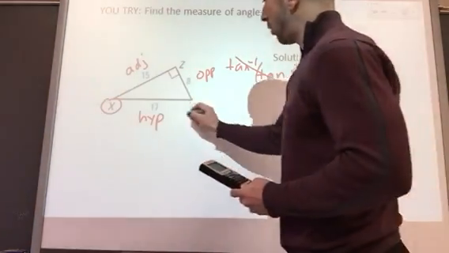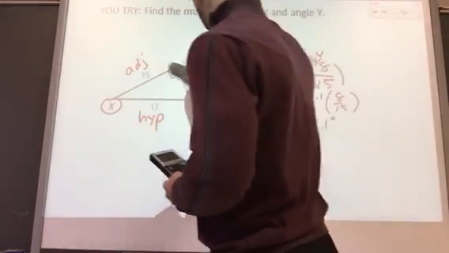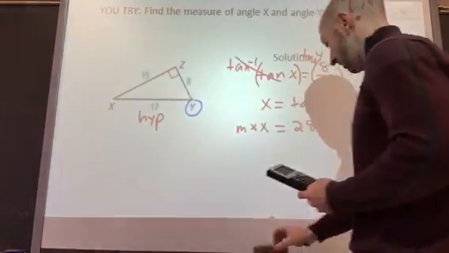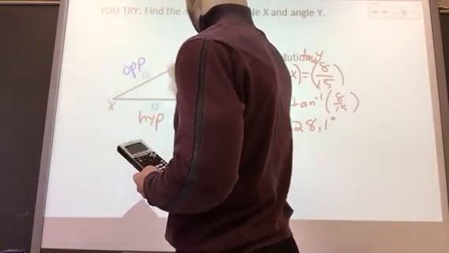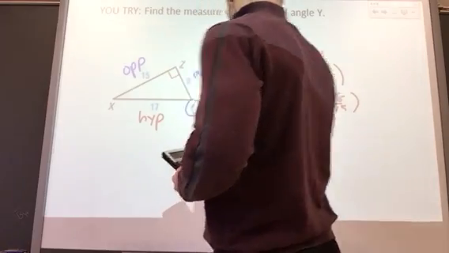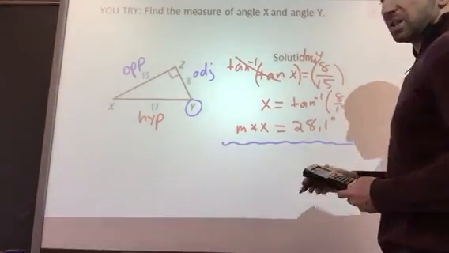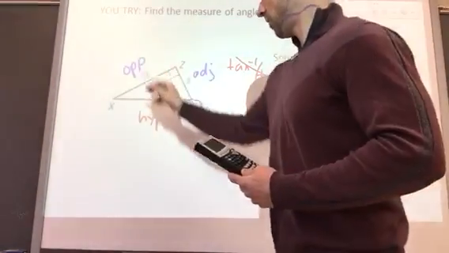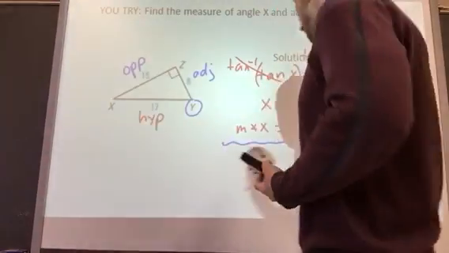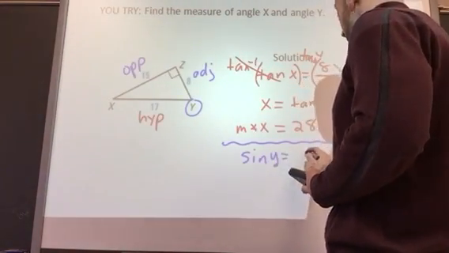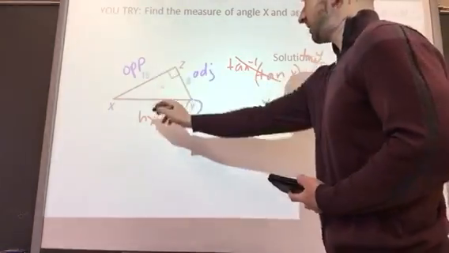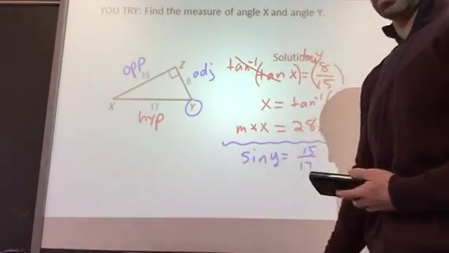Now let's find angle Y. So I'm going to circle Y. That changes my reference angle, which changes the sides. This would now be opposite and this would be adjacent. Let's use a different trig function because I have all three. Let's use sine. So I'm going to set up sine here. Sine Y equals opposite, which is 15 over 17, which is the hypotenuse.